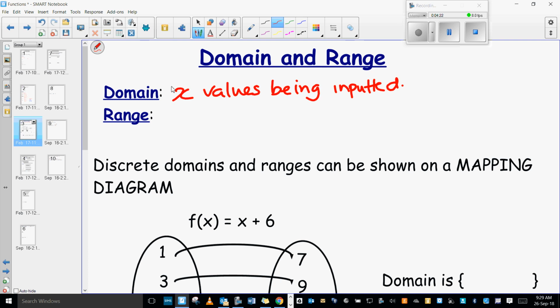What do you think the range might be? Not the numbers going in. Good job. The numbers coming out, the output. And we often refer to those as the y values. The output y values being, I'm going to write in brackets, the output. You all understand what we mean by that, yeah?